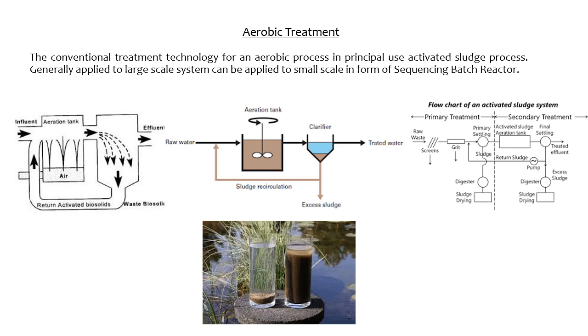The wastewater treatment system based on treatment can broadly be categorized as aerobic treatment, anaerobic treatment, and fecal sludge management. The conventional treatment technology for an aerobic process in principle uses the activated sludge process. As shown in the figure below, it consists of two major components, which are the reactor and the clarifier. The reactor is continuously mixed and aerated. The reactor receives the influent wastewater and activated sludge from the clarifier. The activated sludge from the reactor is settled in the clarifier, wherein the treated water is carried out in the form of effluent and settled sludge is recirculated to the reactor.